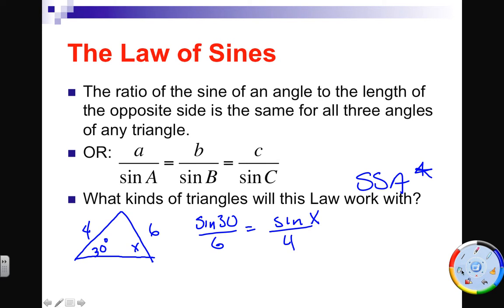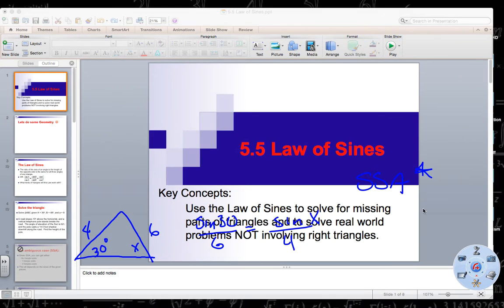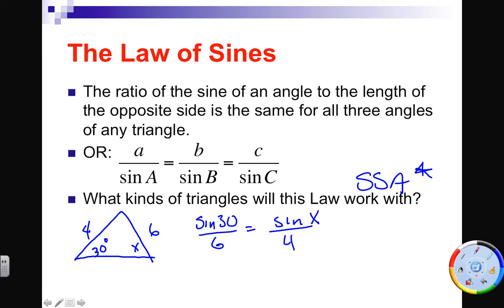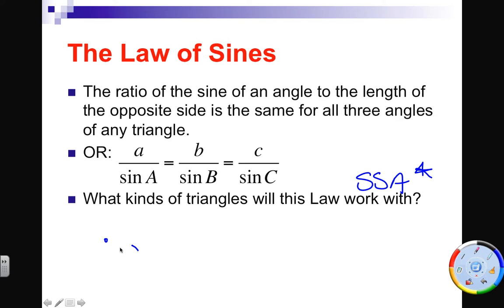What about, let me get rid of some of this stuff here. What about, let's change what we were given. Oops, I didn't want to delete my triangle. Oh well. Let's try another triangle here. And let's say this is 30 again. And let's say this is 6 and this is 4. Could I use the law of sines to solve anything from this triangle?